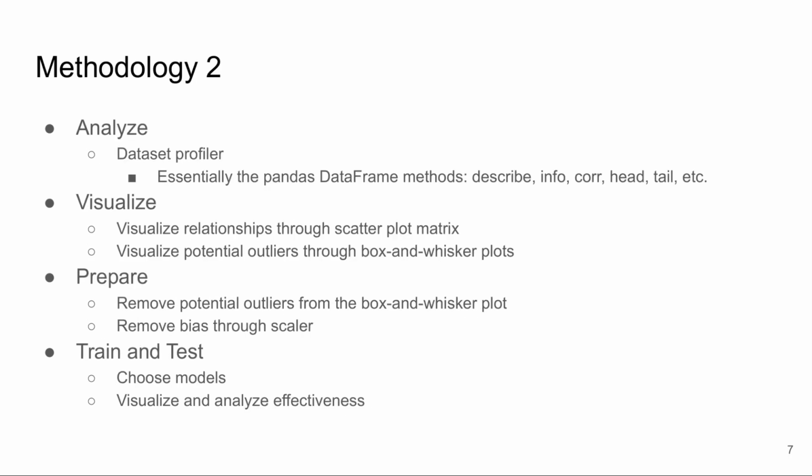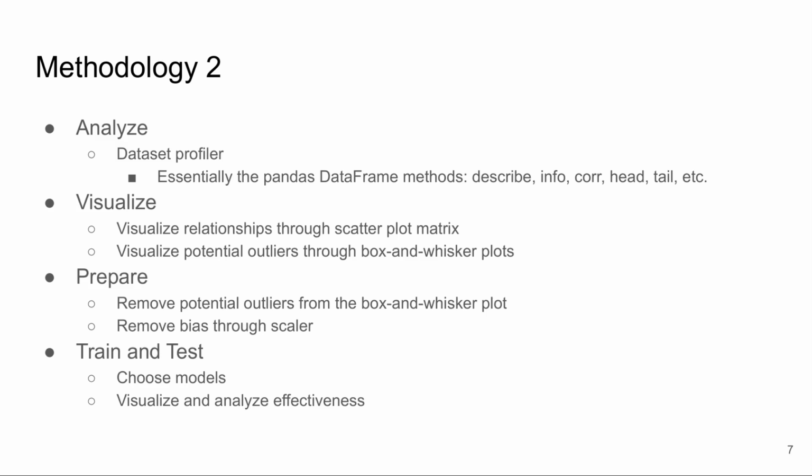Thank you, Drew. For our second methodology, we took a different stance for analysis. We went ahead and used a dataset profiler tool, which is essentially a collection of all the pandas methods for investigating a dataset put into a single tool that can make it very simple to investigate a dataset. Next, we visualize the dataset and look through any obvious relationships with a scatter plot matrix. This would allow us to at least see if there is a relationship between variables and if we can use that to train our model, or if there are any obvious outliers, along with the box and whisker plots, and we took care of them there.